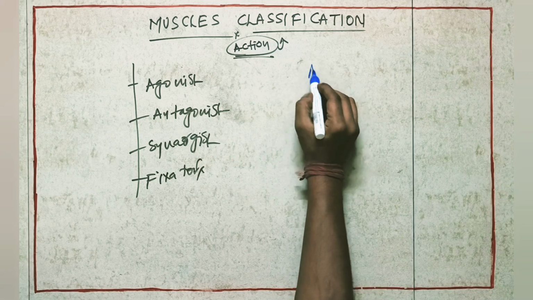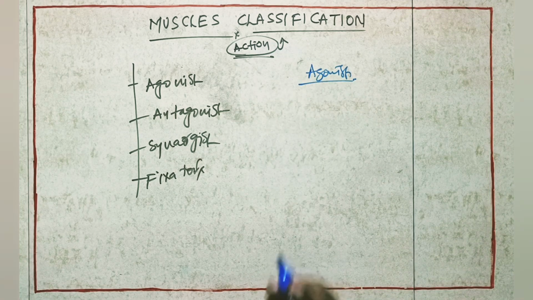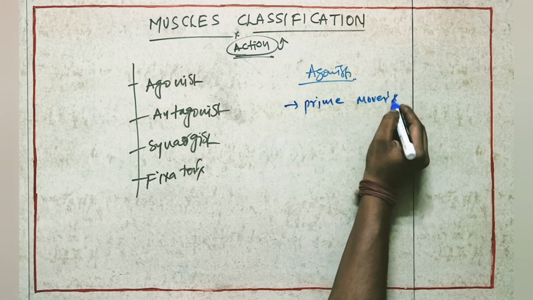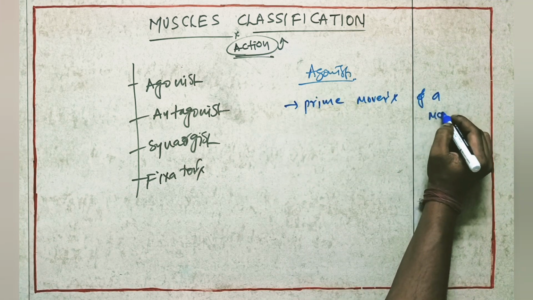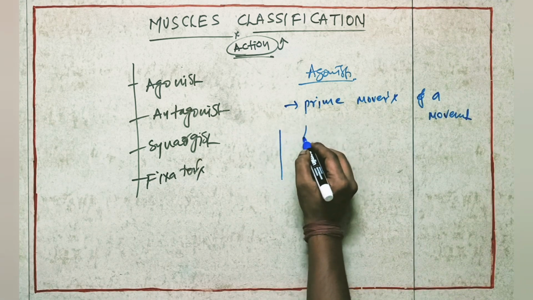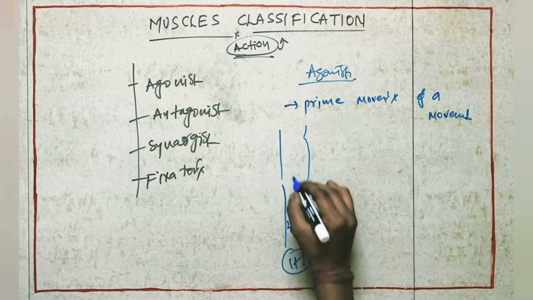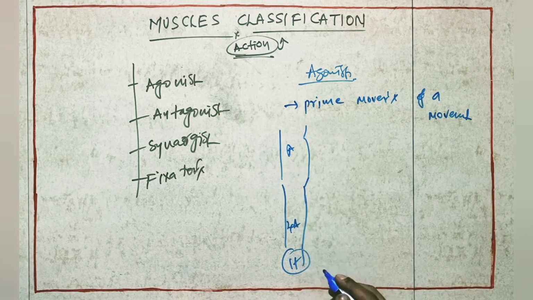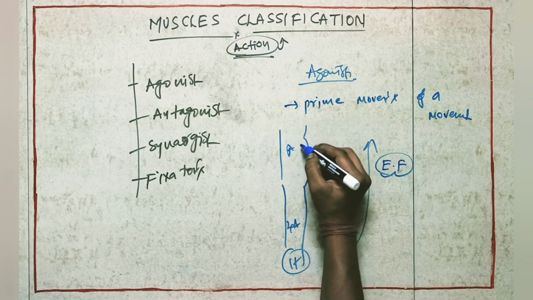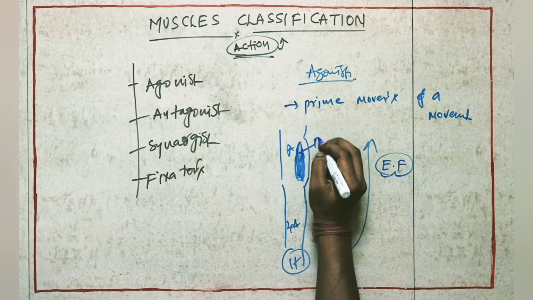First, if we take agonist, what does it mean? In this agonist muscle group, these are the prime movers of a movement. What it means, suppose this is our arm, this is our forearm, and this is our hand. If we want to do elbow flexion, which muscle will do the main elbow flexion? Here the biceps muscle will do elbow flexion.